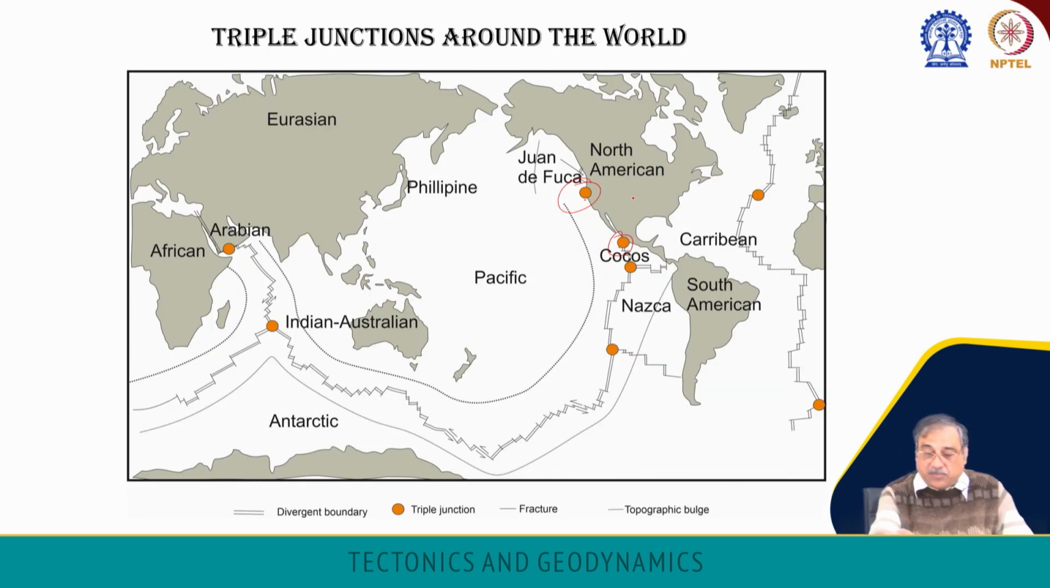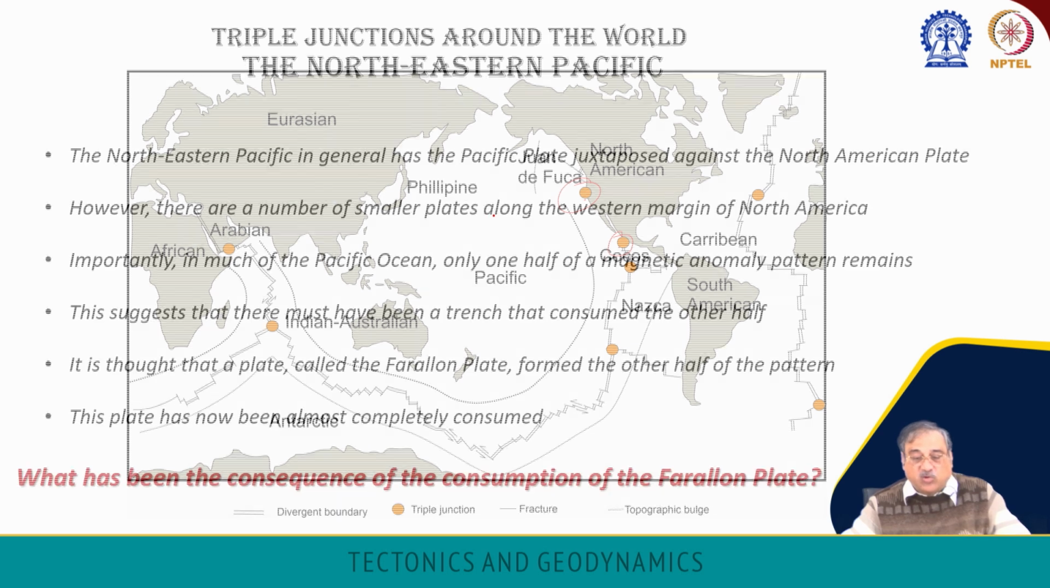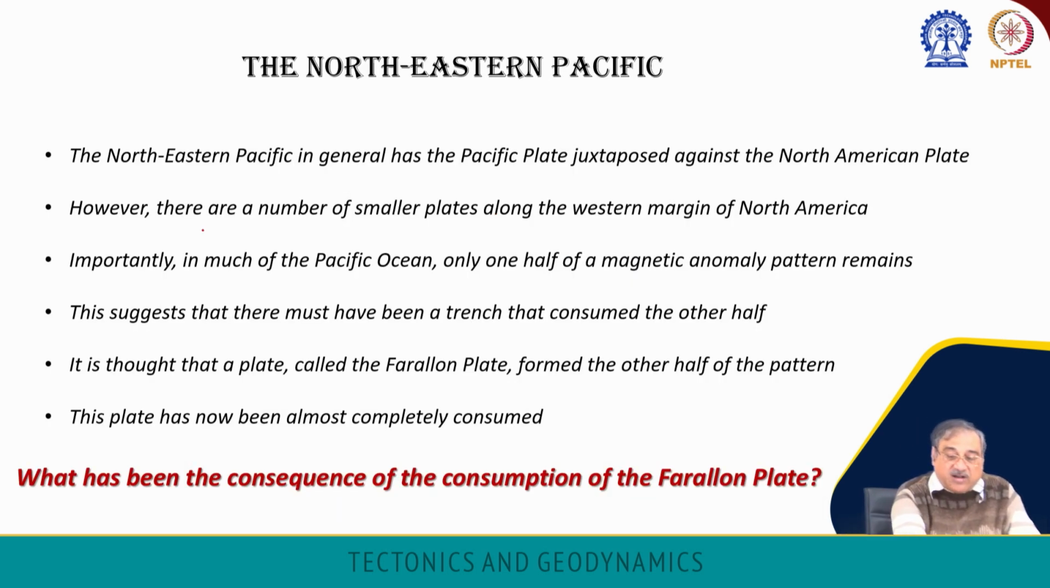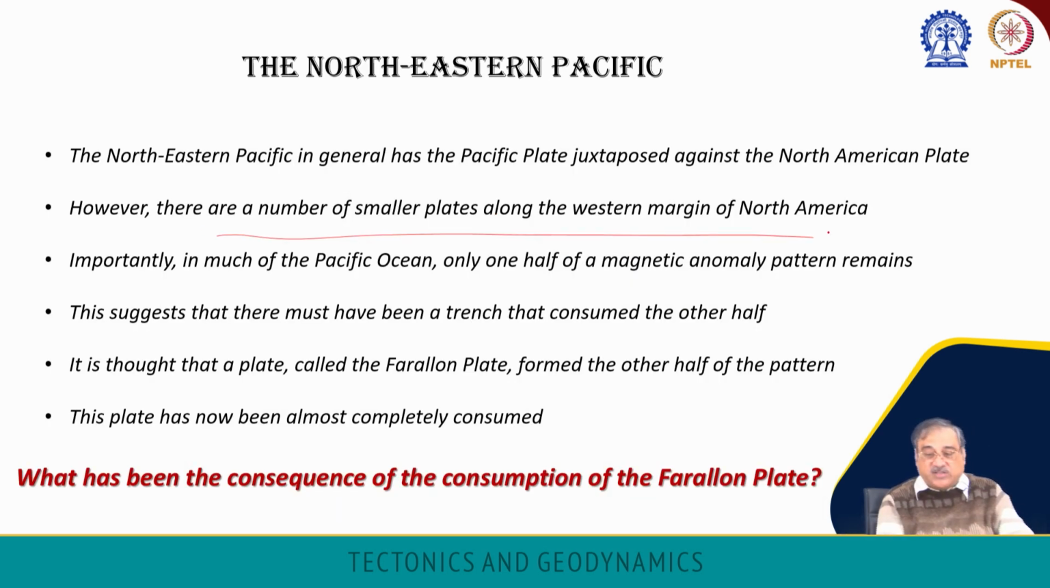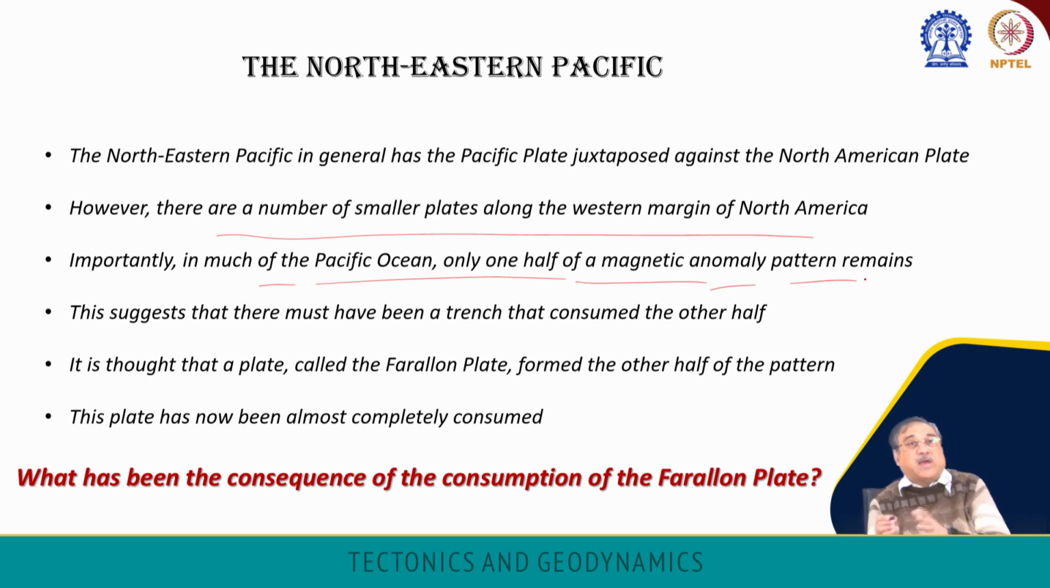So this is the Pacific Plate and this is the North American Plate. So if you talk about the Northeastern Pacific, it's essentially the Pacific Ocean against the North American Plate. That is what we see. However, there are a number of smaller plates just along the western margin of the continent of North America. Now, importantly, in much of the Pacific Ocean, only one half of a magnetic anomaly pattern remains.